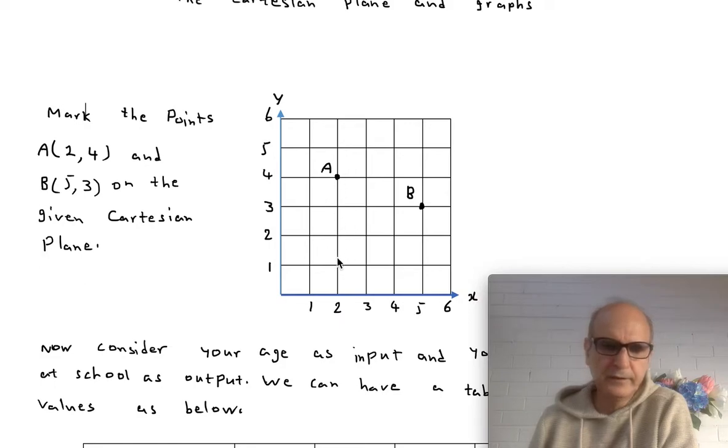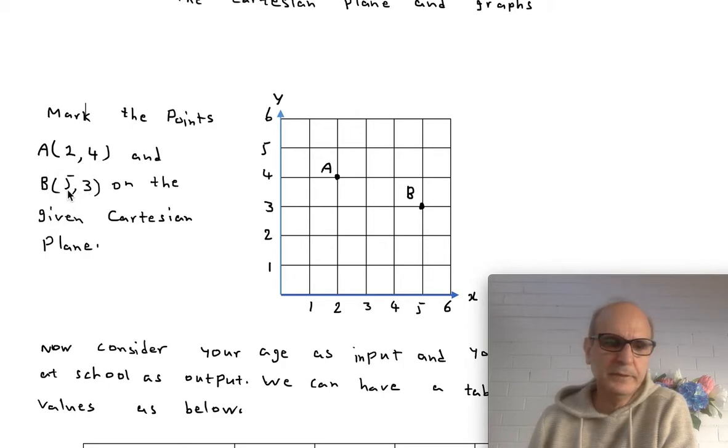Another way of thinking of that is on the x-axis you start from 2 and draw a line upwards like this. And on the y-axis you start at 4 and draw a horizontal line like this. Where your two lines meet is the point A.